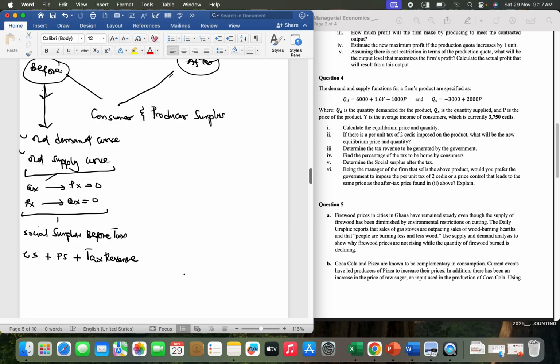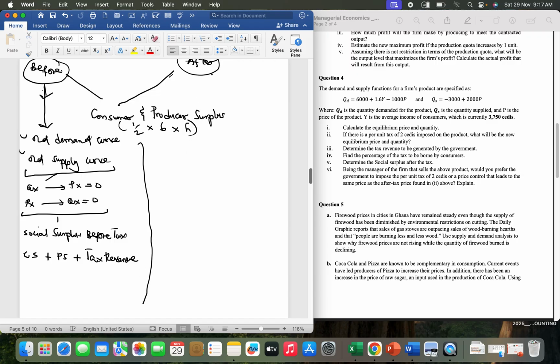So with before: old demand curve, old supply curve. If you want to find Qx, you make Px 0. If you want to find Px, you make Qx 0. Remember that consumer surplus and producer surplus both use the same formula, which is half times base times height. So this is the before concept.